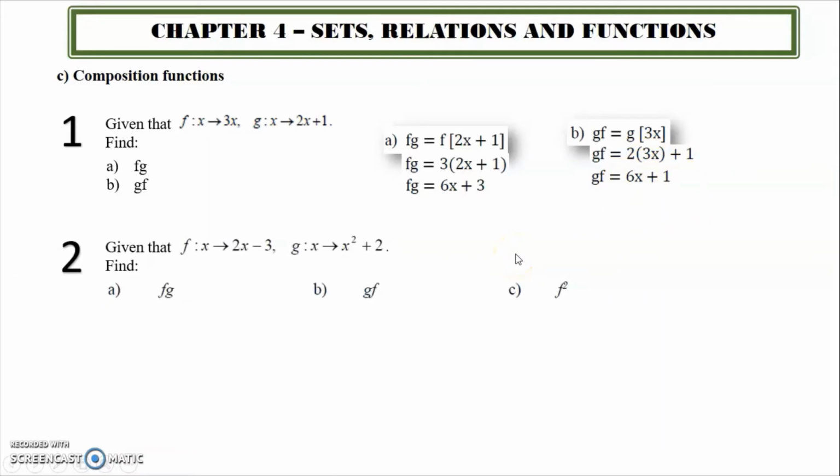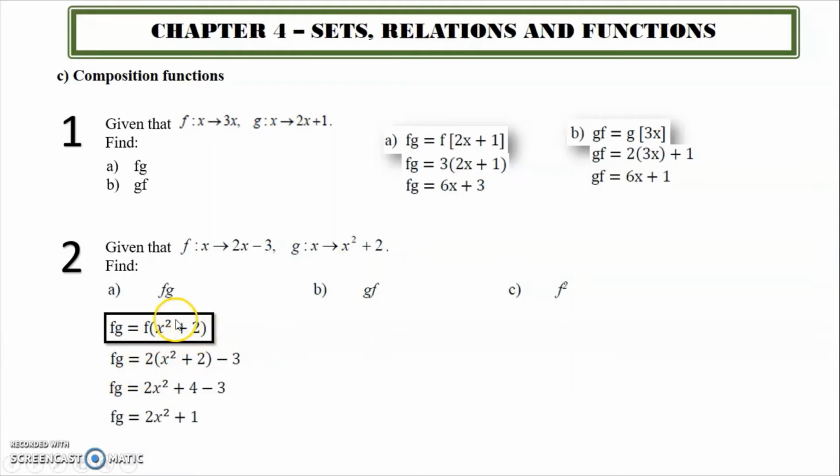Soalan yang kedua. Given that f(x) equals to 2x minus 3, g(x) equals to x square plus 2, find fg, gf, f square. So, fg. So, first step dia, salin f and then tukarkan g ni jadi function g. So, function g dia adalah x square plus 2 and then kita masukkan function yang dalam bracket ni ke dalam f. So, tengok f. So, nombor salin semula. X gantikan dengan function yang dalam bracket. So, x square plus 2.